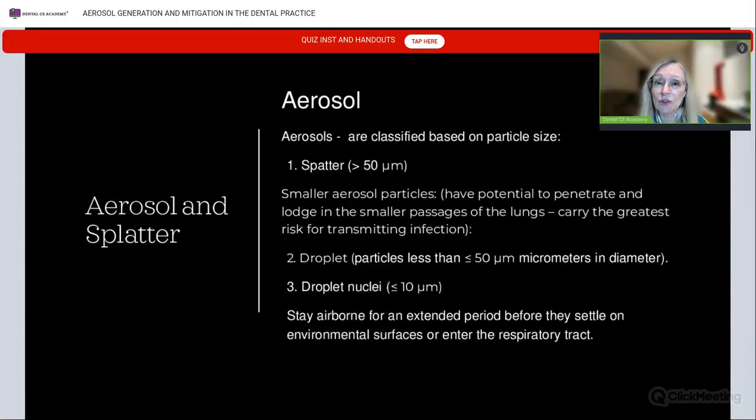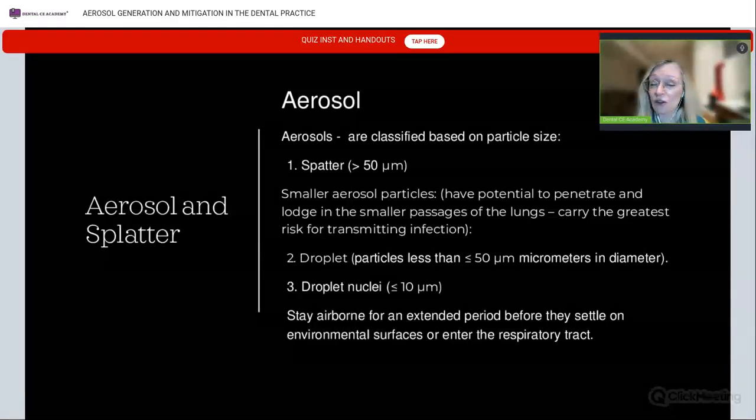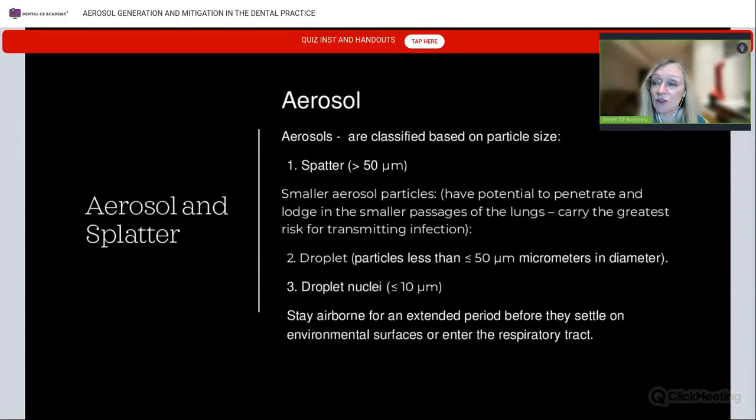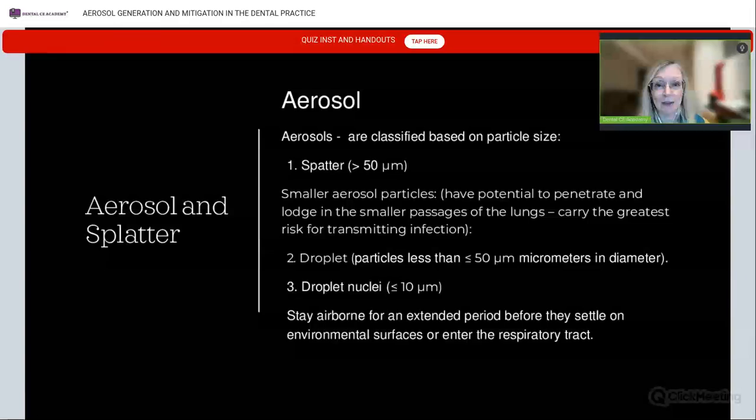Unfortunately, those particles, although they're large, can still become re-aerosolized. You walk past a countertop, your HVAC may turn on, you turn on a high-speed handpiece, whatever the case may be, and they can flutter away and go someplace else. But they're not going to stay in your air, in your operatories for very long. Again, they're going to fall back down to earth somewhere.